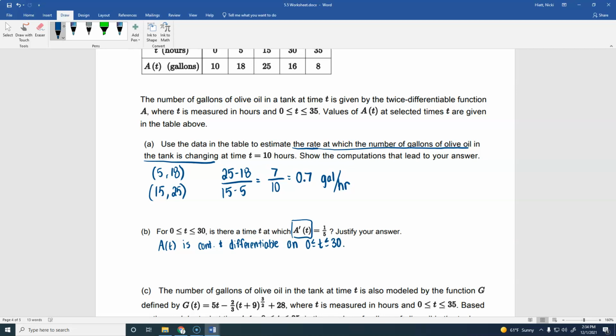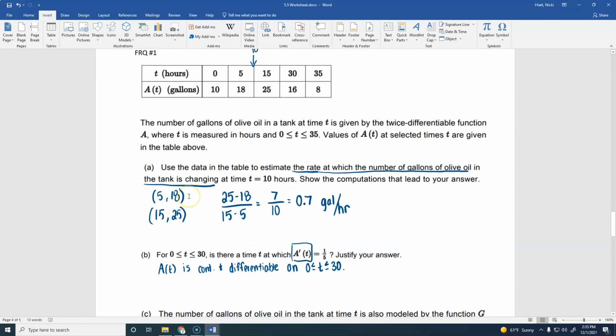Okay, so once we have established that this is continuous and differentiable, we need to find the slope through the endpoints, and it has to equal, hopefully, 1/5 at some point, all right? So be careful on this one, because what interval are we looking at? No, 0 to 30, not 0 to 35. So be careful. We're using the points 0, 10, and 30, 16.